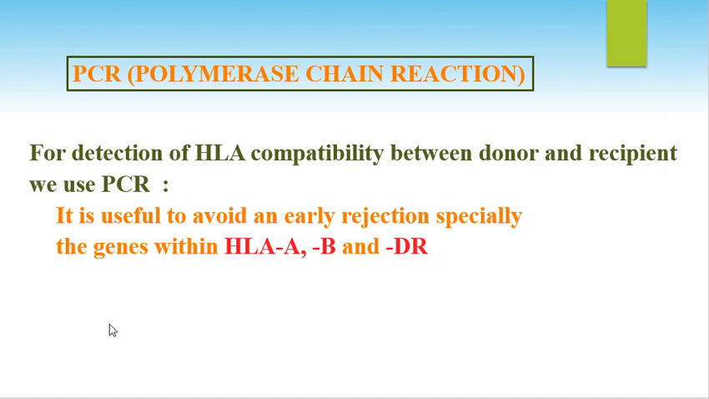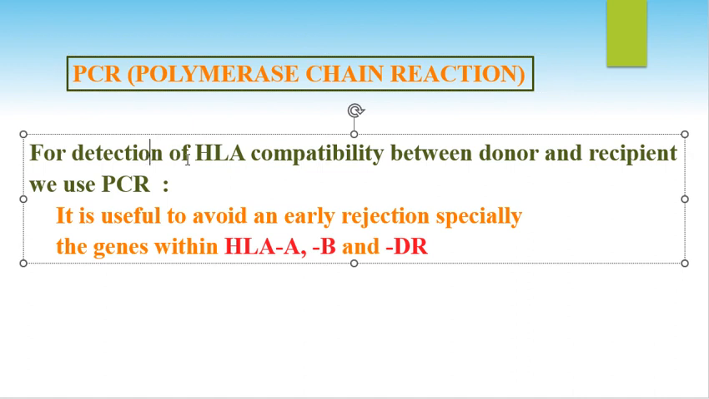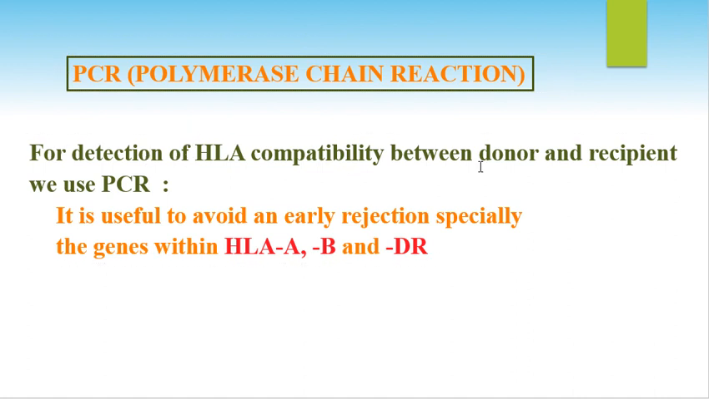Now I am going to talk about tissue typing by using polymerase chain reaction or PCR prior to transplantation. This technique is used in the field of transplantation for detection of HLA compatibility between donor and recipient, and we use PCR as it is useful to avoid an early rejection, especially the genes within HLA-A, HLA-B, HLA-DR.